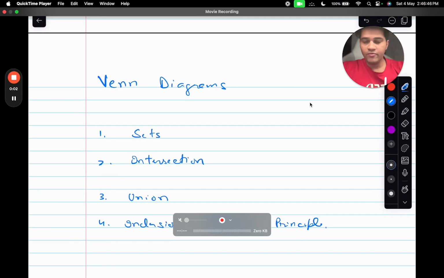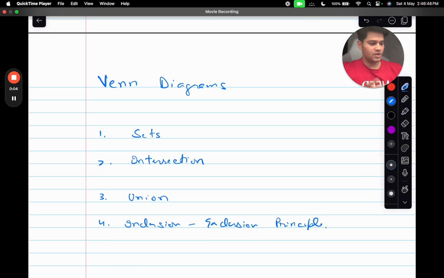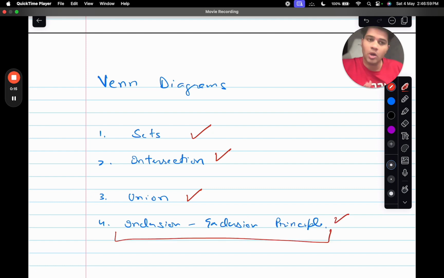Hi guys, we are preparing for NSET, and in this topic we would discuss Venn diagrams. So we would discuss what sets are, how does intersection work, how does union of sets work, and what is the inclusion exclusion principle. This is going to be super important for solving questions. We would also take a look at a few examples.